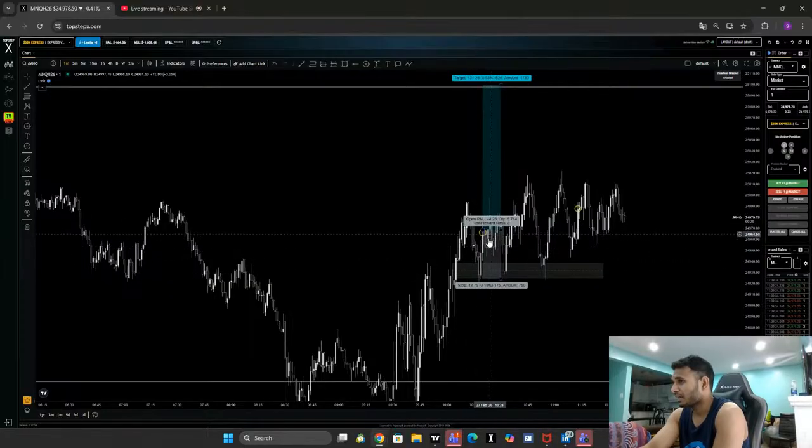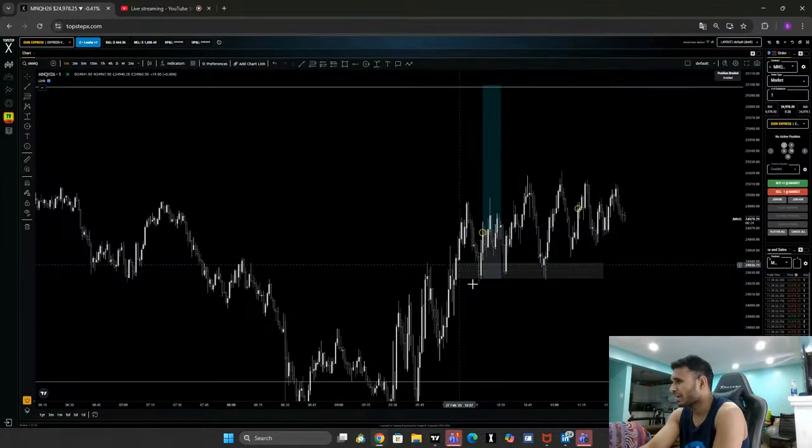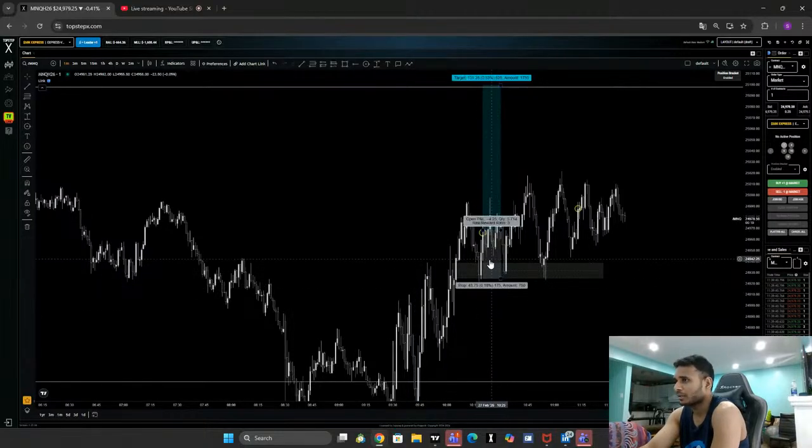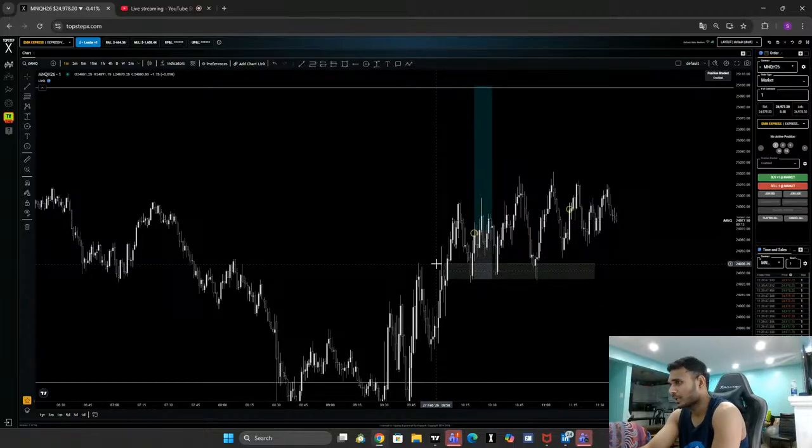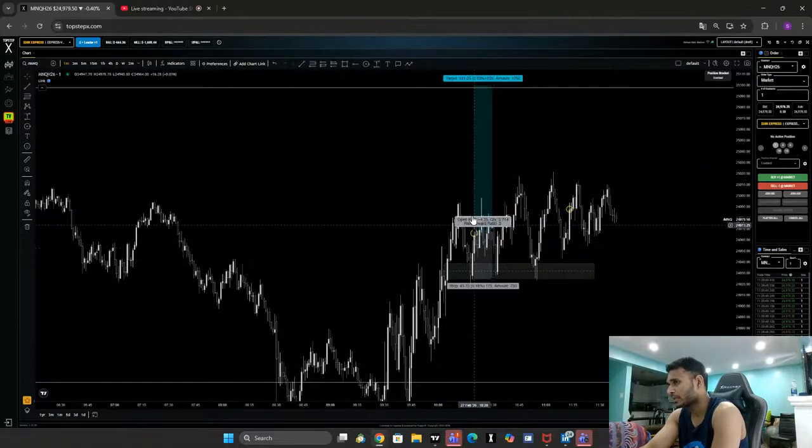Otherwise, if there is a fair value gap that holds, if I find anything like a model, I could go for it, but I couldn't find anything, so I didn't go for it. So yeah, obviously, that's pretty much it for the day.